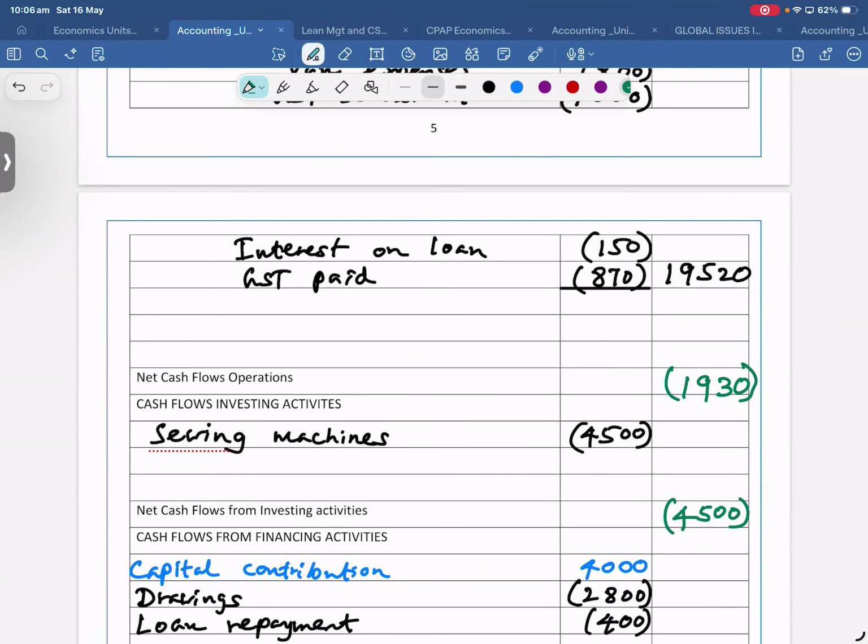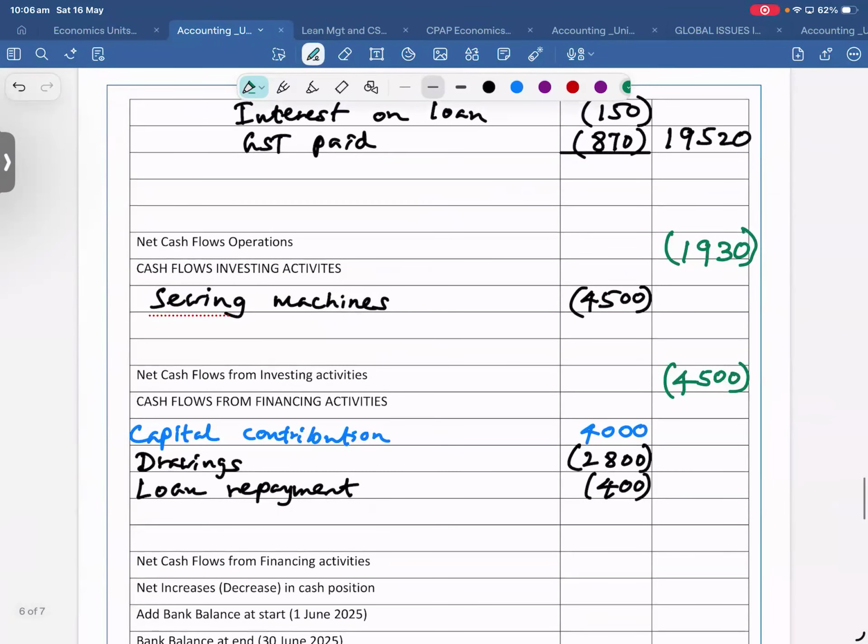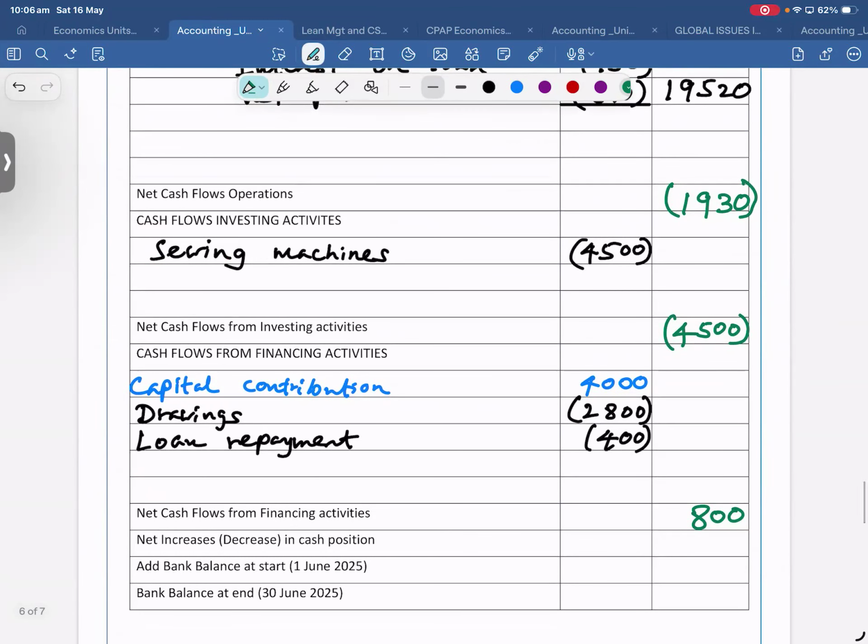Right. Then the next one is 800 financing, but that's positive. Yep. So then I'm getting the net increase or decrease. I'm going to add all of them, all the green things. So I'm getting 5,630, which is negative though. Right, so net decrease in cash position.